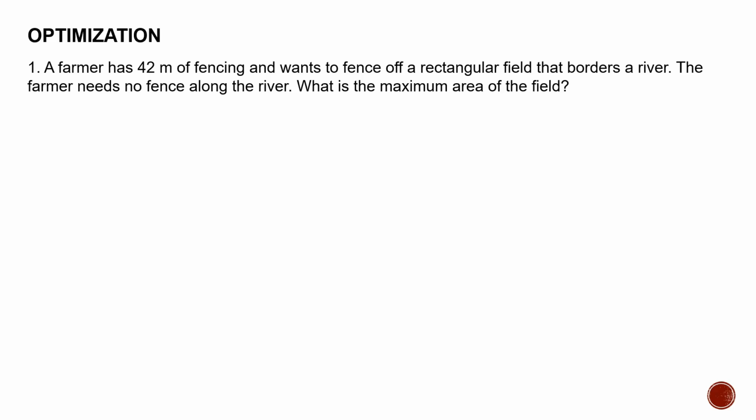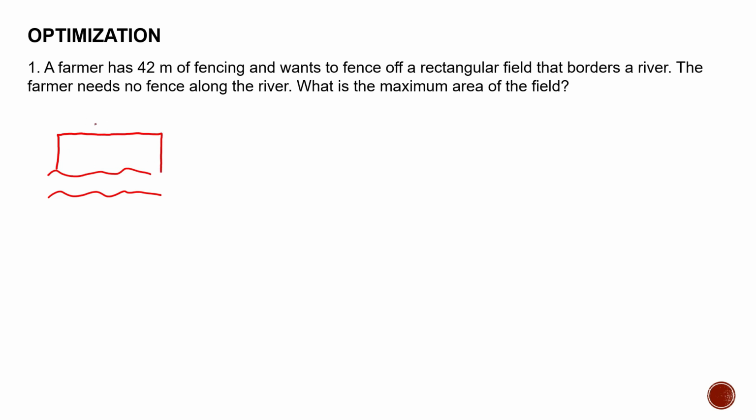So here, a farmer has 42 meters of fencing and wants to fence off a rectangular field that borders a river. The farmer needs to fence along the river. What is the maximum area of the field? Okay, so let's just say, imagine this is the top view of the river, and then this is our rectangular fence.